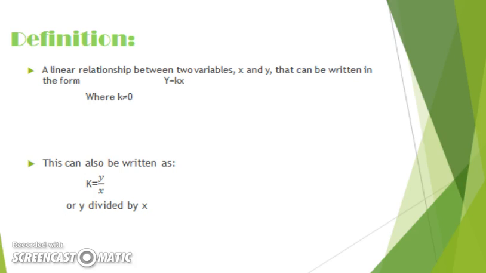Last week we talked about proportional relationships. It is the same thing. So we have to find what k is. This can also be written as k equals y over x, which means y divided by x.